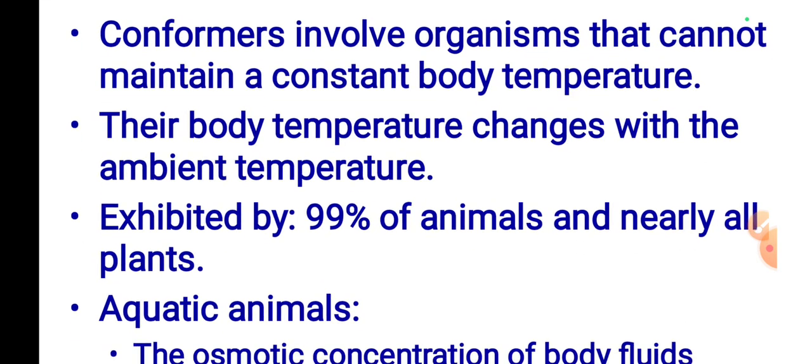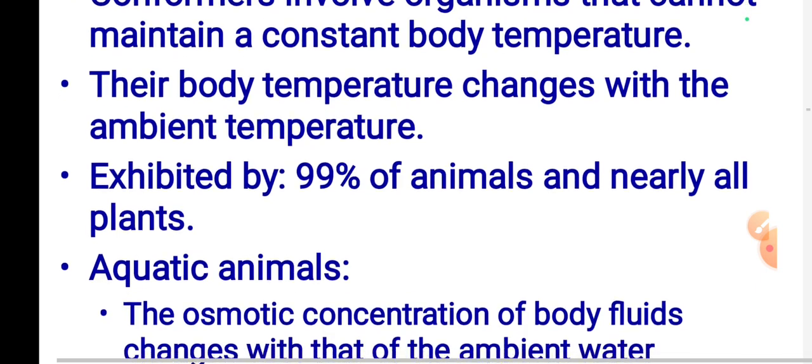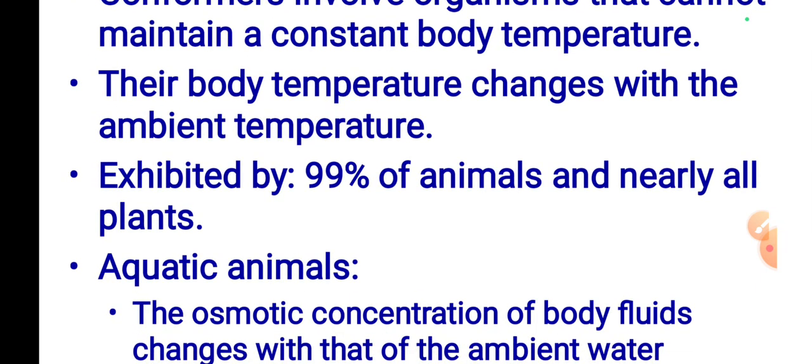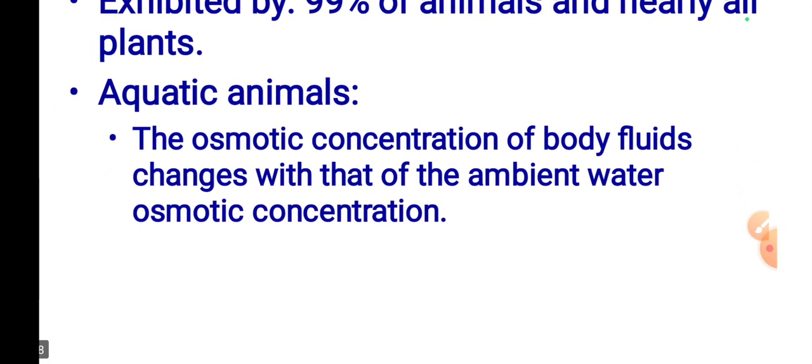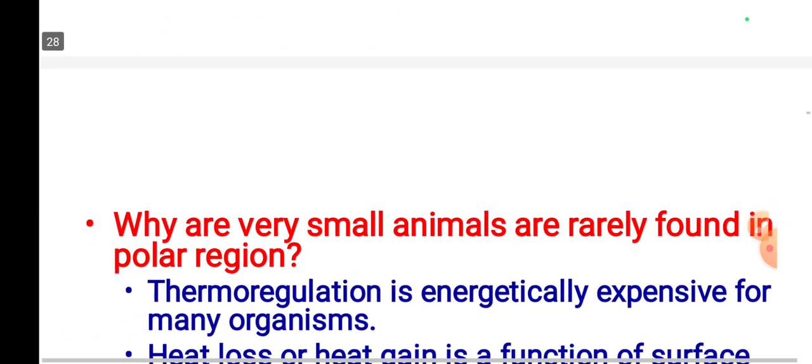Their body temperature changes with the ambient temperature, exhibited by 99% of animals and nearly all plants. Aquatic animals: the osmotic concentration of their body fluids changes with that of the ambient water osmotic concentration.